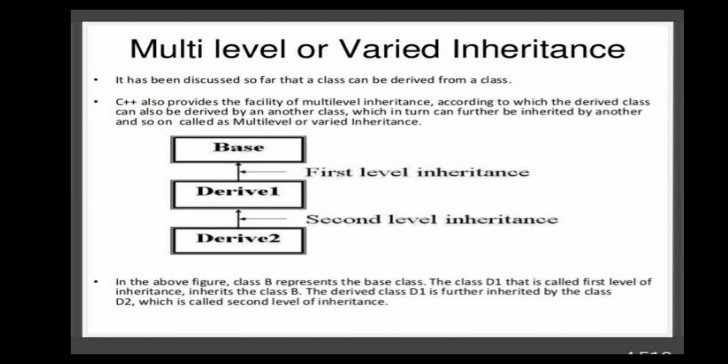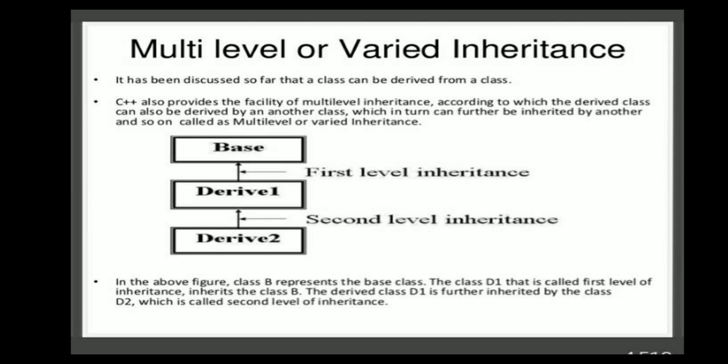Next type is multi-level or varied inheritance. It has been discussed so far that a class can be derived from a class. C++ also provides the facility of multi-level inheritance, according to which the derived class can also be derived by another class, which in turn can further be inherited by another and so on, called as multi-level or varied inheritance.